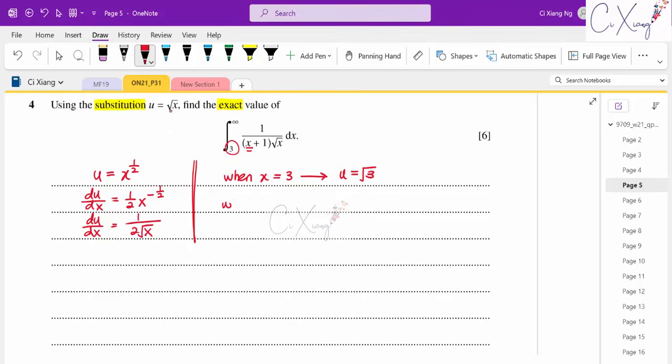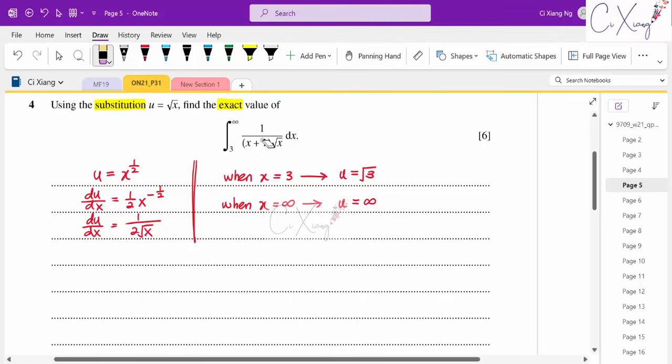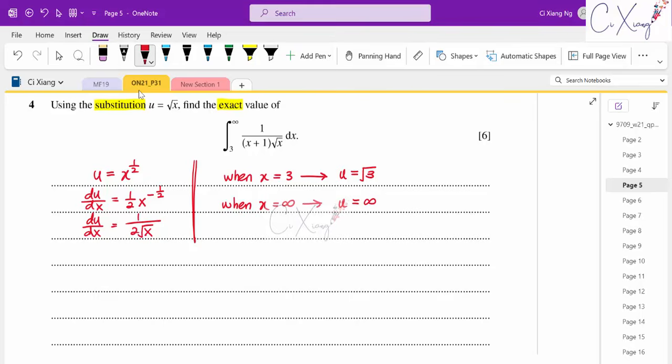Then when I have x equals infinity, what's the value of u? So u will be equal to square root infinity. Square root infinity will still be an infinity value. Okay, so once I change the limit, and once I differentiate the original equation for the substitution, then I can slowly change my question. All my question now is in terms of x. If you observe, this is x, all these are x, and dx. Before the integration, you have to change everything. All the x here become u. Okay, so we will slowly do it now. This is the original question that we have.